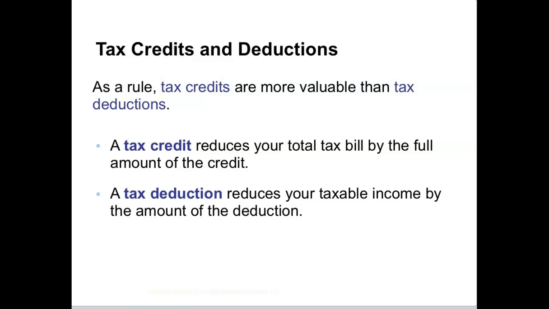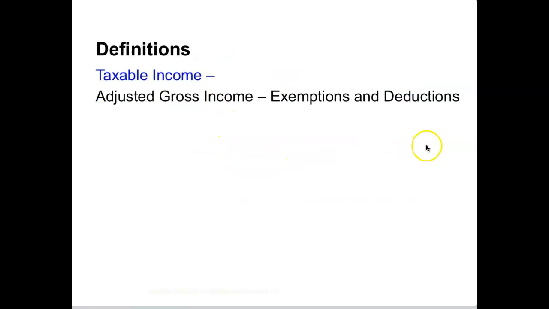So then let's talk about tax credits. Generally, they are more valuable than tax deductions. A tax credit reduces your total tax bill by the full amount of the credit. So I'm going to go back for a second. Once you have your taxable income, this is what you're computing your tax bill from. Okay, so this is the number that we're going to compute your tax bill from.